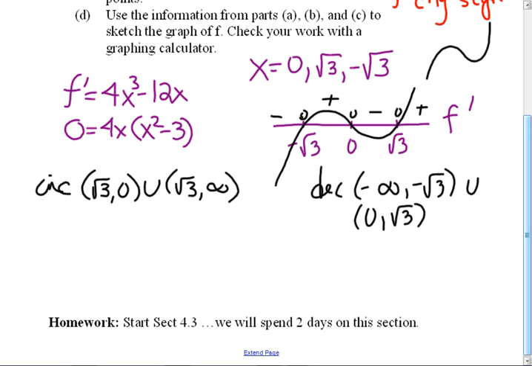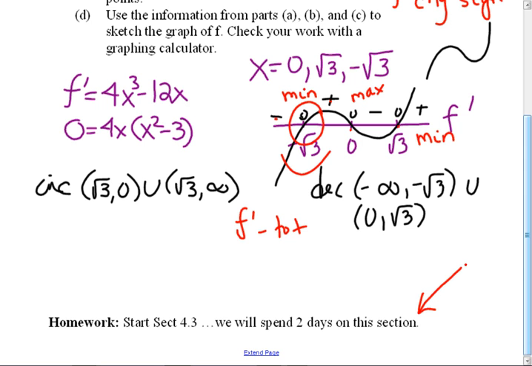Okay. Do I have any max or mins? What is this one? Minus to positive, it's a minimum. And you say that because the derivative goes from minus to positive. What about this one? Max. And this is a min. So you kind of know what it looks like. Okay, notice what it says: 2 days in this section. That is Friday and Monday.